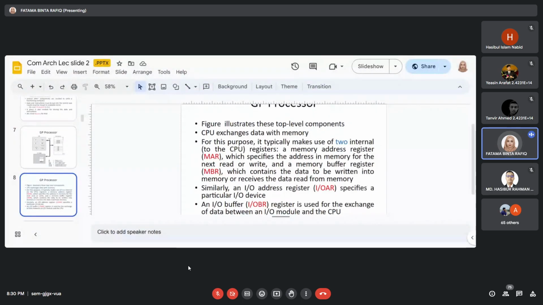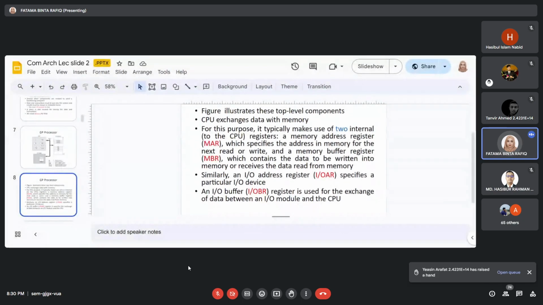In the IO module the buffer will act exactly the same. The current process is running and the next process will be waiting in the buffer to be run. And similarly, an IO address register specifies the particular IO device which needs to generate the input and output. An IO buffer register is used for exchanging data between the IO module and the CPU.